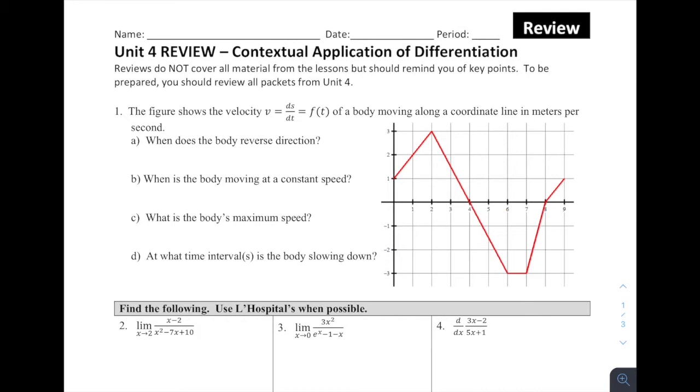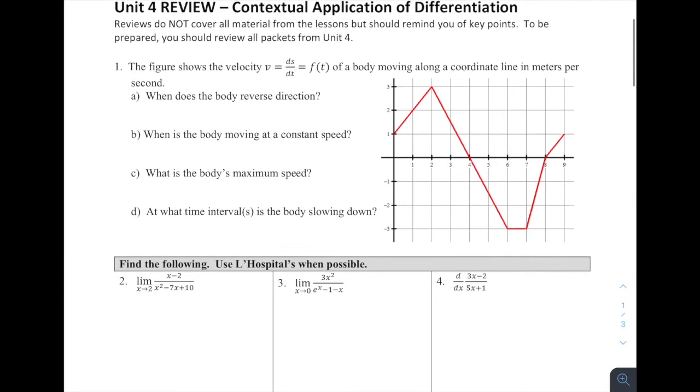Welcome to the Chapter 4 review on our chapter on contextual applications of differentiation. Again, a reminder that reviews do not cover all of the material from lessons, but should remind you of key points. In order to be prepared, you should review all of your packets from Unit 4, all of the notes, all of the practice problems that we've done. That is the way to make sure that you are best ready for the Chapter 4 test.